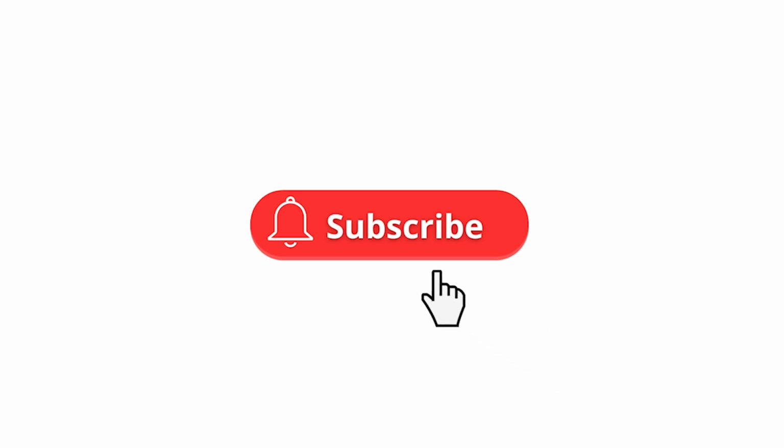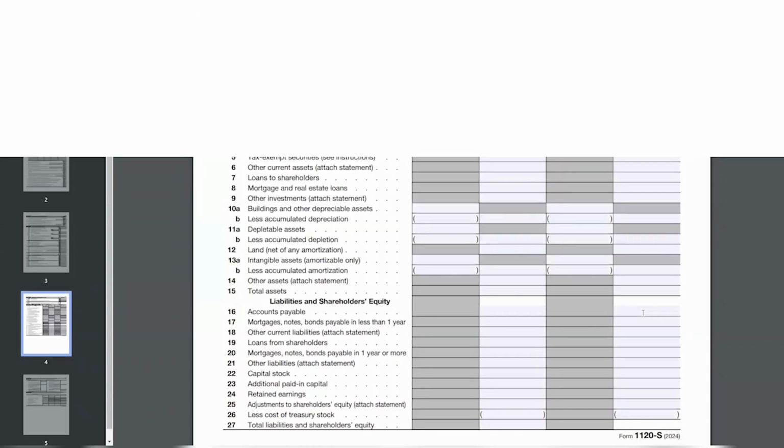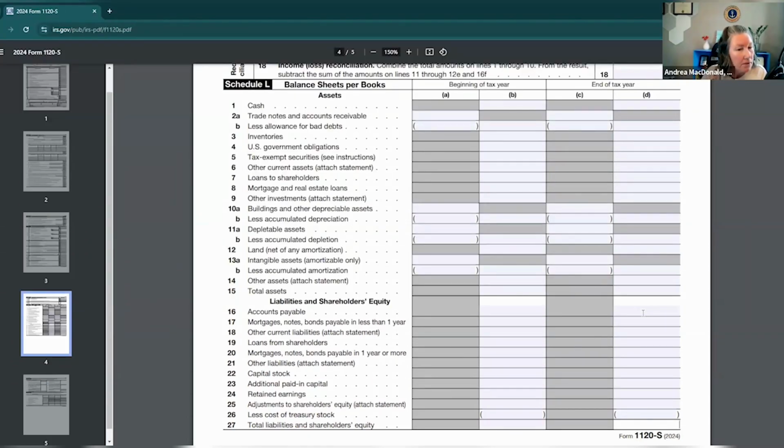Let's talk about accounts payable. If you have a cash basis taxpayer, would you expect to see accounts payable on their tax return? I'm going to say no, because remember, cash basis, you don't have an expense until you actually pay it. If you've paid it, you don't have an account payable. You've already paid it. So accounts payable is an accrual basis account.